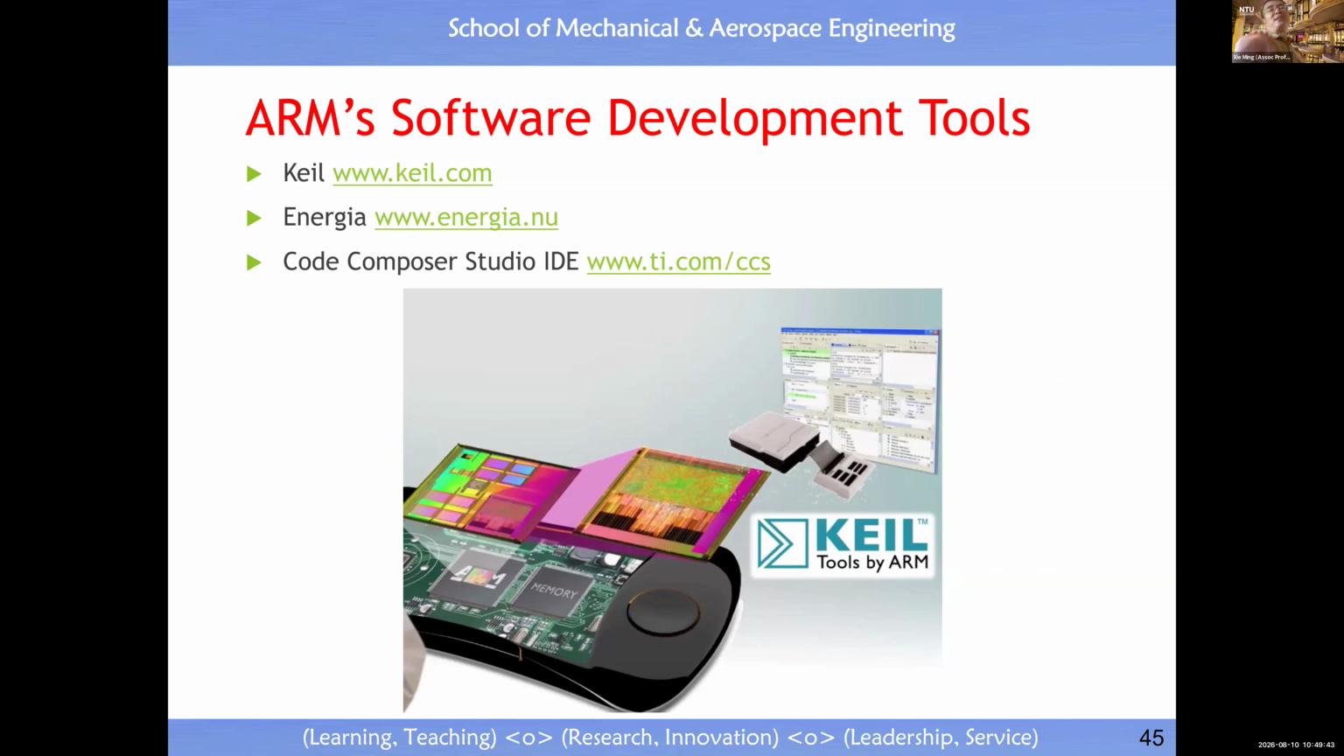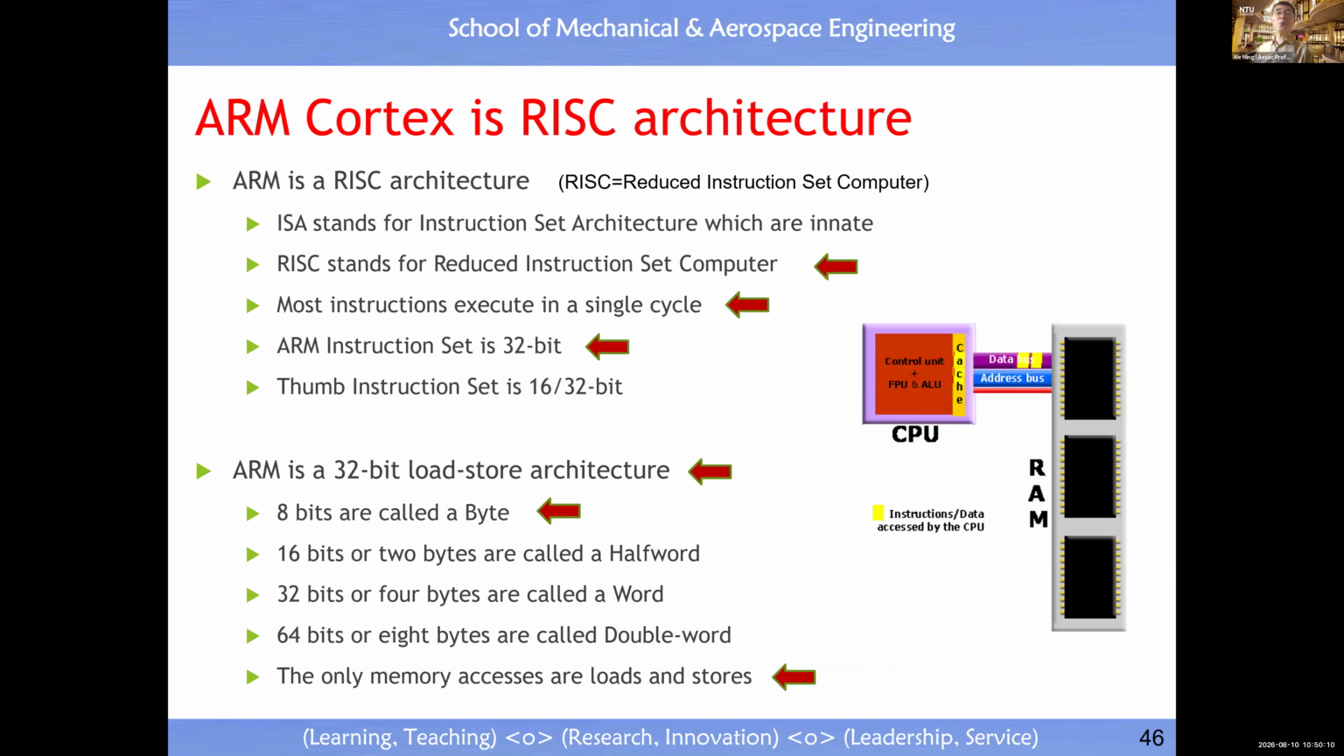But here you can use this general purpose tool, like Keil, right? You can download it from this website. On top of Keil, you have Energia, and the Code Composer Studio IDE from Texas Instruments. The third one is from Texas Instruments, they call it CCS. We do not use it. In our lab, I guess we use Keil. Keil is the first one. So it's a general purpose tool. It's just for you to know.